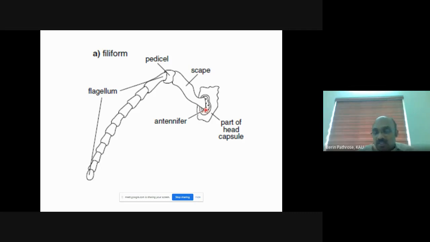So the basic structure of the insect antenna is extremely simple. It has a basal scape, then a pedicel. The distal end of the pedicel consists of a flagellum. The flagellum consists of numerous segments called flagellomeres. The antenna is attached to the insect head via a sclerite called the antennifer.